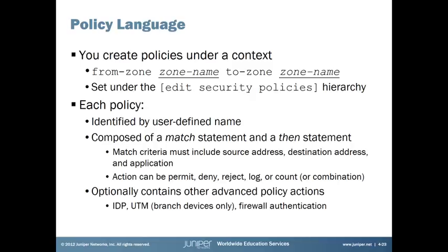And then we will create our policy. We're going to give it a user-defined name. We will then have some matching criteria, which must include source address, destination address, and an application. Three things you must have in a policy. We then have an action, which can be permit, deny, reject. We can also log it, and we can also count it if you need to.